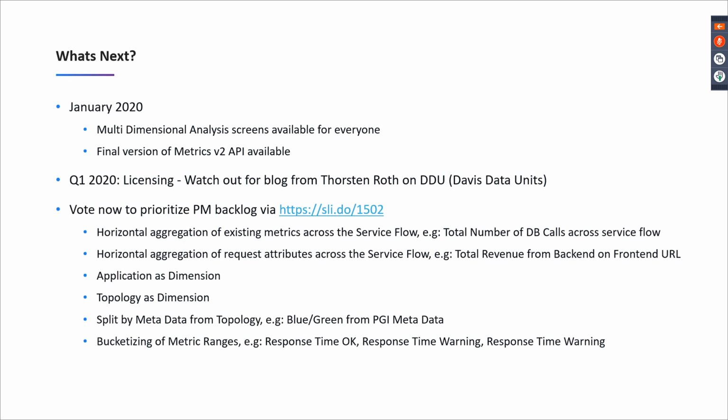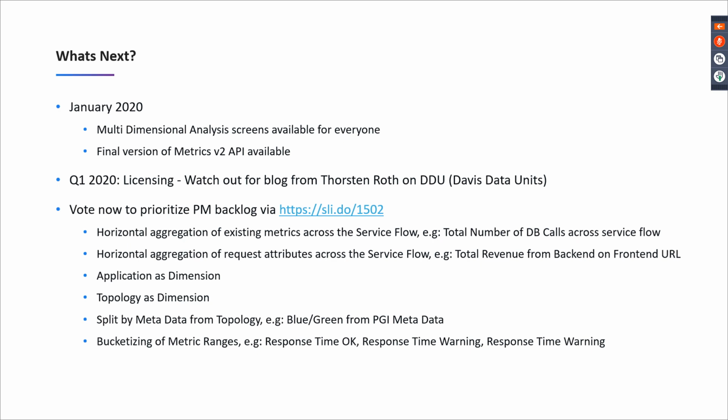Then the second one is the same thing but applied to request attributes. Request attributes are something that you extract from your business data, let's say from an HTTP parameter. An example would be, give me the total revenue that we can extract from a backend system, but make it available on the front-end service, because we want to split it by front-end URL. Okay, that's the second thing. The third one is application as a dimension. Fourth, topology as a dimension.